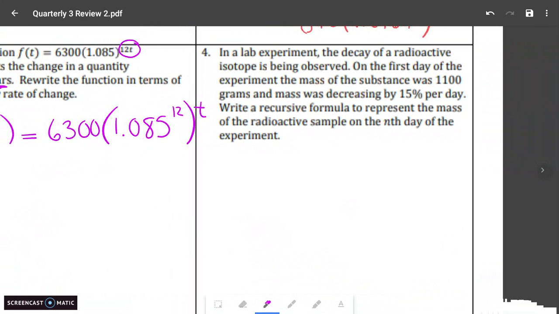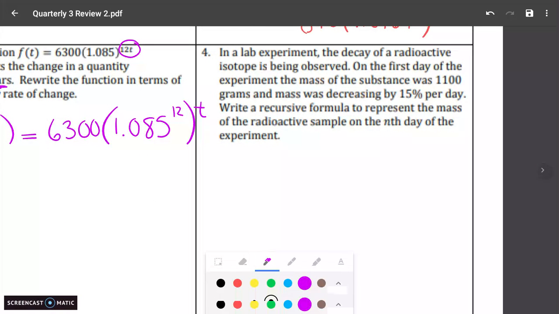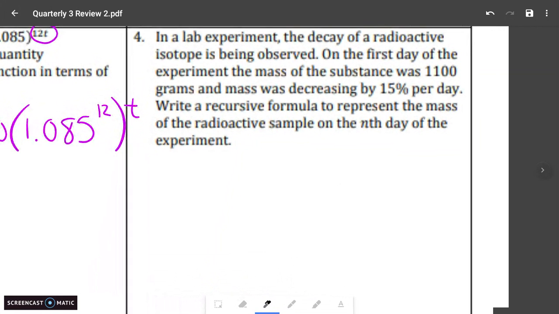Okay. In number 4 here, we have in a lab experiment, the decay of a radioactive isotope is being observed. On the first day of the experiment, the mass of the substance was 1,100 grams, and it's decreasing by 15% per day. Write a recursive formula to represent the mass of the radioactive sample on the nth day. Anytime you see recursive, remember we should talk about A1 or something on the first day.